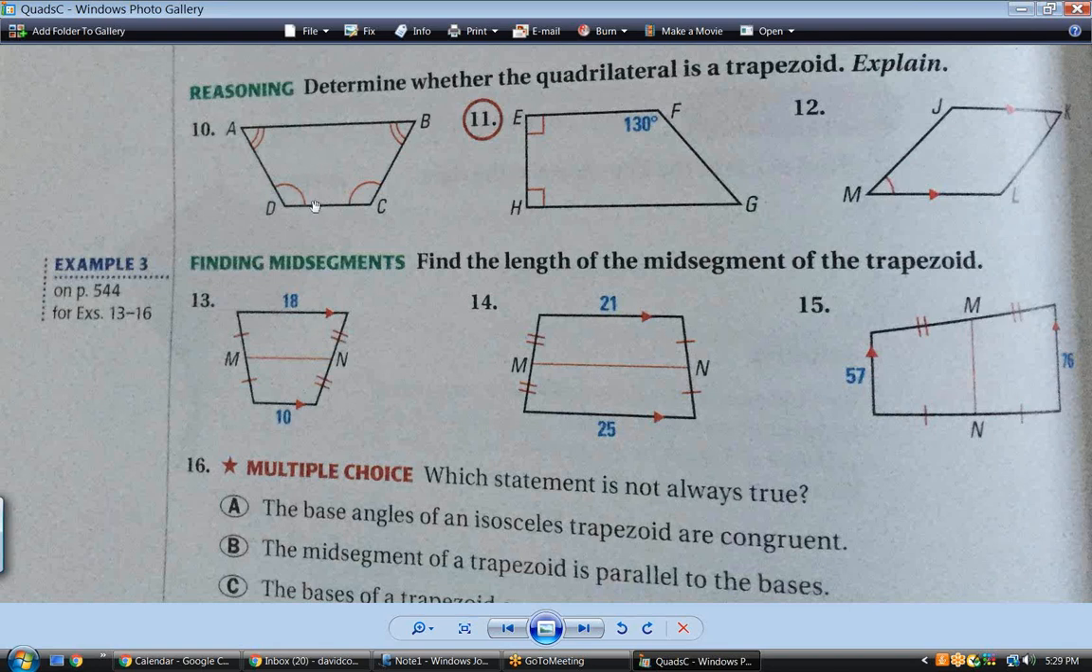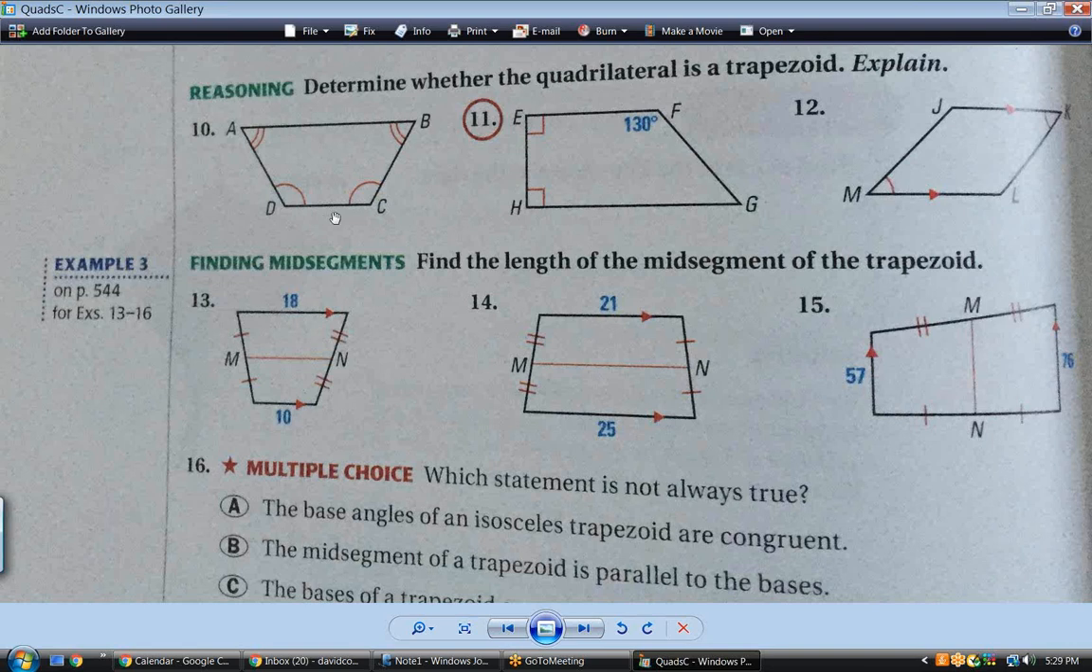Is that a trapezoid? No. Well, yeah, it would be because, well, actually no, it wouldn't because the two sides aren't parallel. Well, I only need one set of parallel lines. AB appears to be parallel to DC.